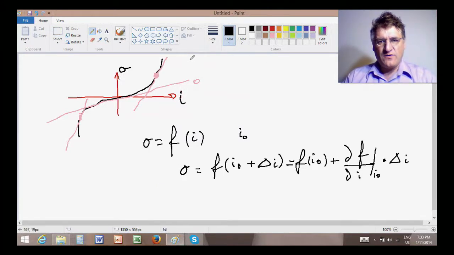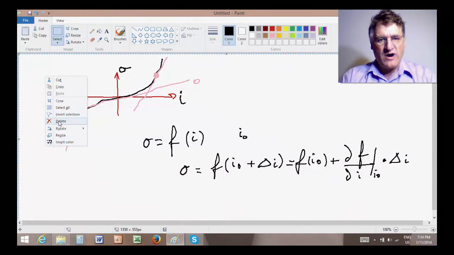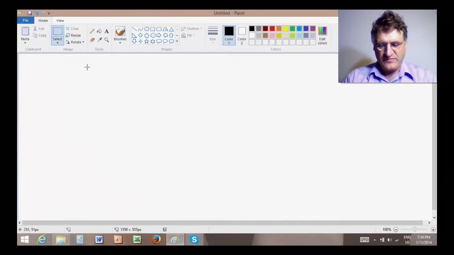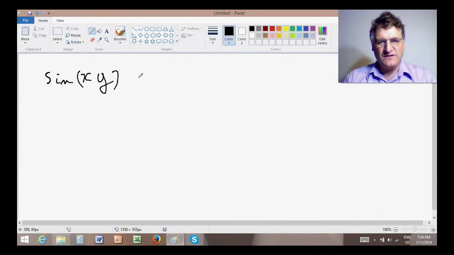So this linearization procedure works in many different contexts. If the function of interest is not a function of a single variable, but a function of many variables, then we can do a more abstract yet totally real linearization process. For example, suppose that the sine of x times y appears in your equation. This is unlikely, but imagine that sine of x times y appears in your equation. And then you are interested in linearizing it in the vicinity of x0 equals 1, y0 equals 2.